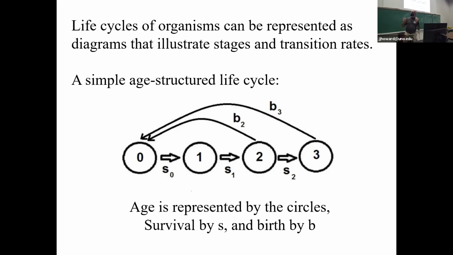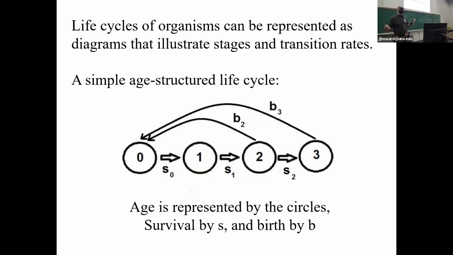Okay, so we've got stages, 0, 1, 2, and 3, and we've got rates. And the rates here that we've diagrammed are survival rates, S0, S1, and S2, and birth rates, B2 and B3. If you don't have a rate for the birth rate of 1-year-olds, then they don't give birth. They're juveniles. Okay, so we have stages and we have rates.